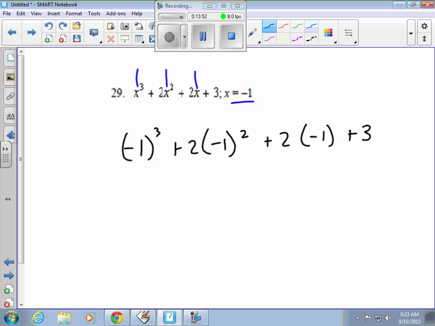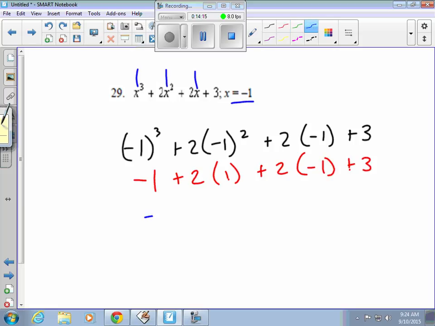Evaluate your exponents first. -1 to the third power. A negative times a negative is a positive. A positive times a negative is going to be a negative. It doesn't matter how many times you multiply 1, it's still going to be 1. Same thing with 2 times -1 squared. It's going to be plus 2 times -1 times -1, which is +1. Plus 2 times -1 plus 3. Multiplications next. You still have -1 here. These two together are plus 2. These two together are -2 plus 3. -1 plus 2 is 1. 1 minus 2 is -1. And -1 plus 3 is 2.